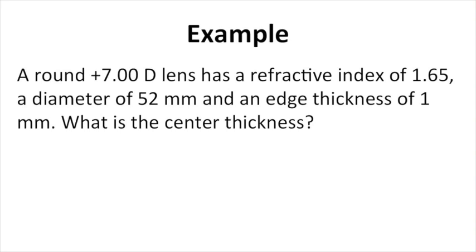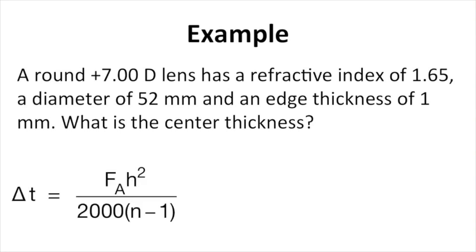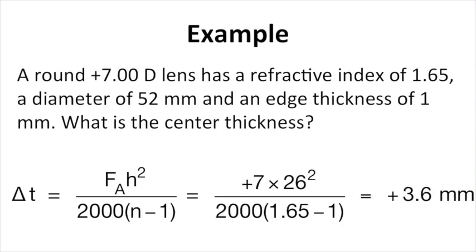Let's go through this example. So we're going to use our tried and trusted formula here, which we use exactly the same as the last example. The center thickness is what we're after, but first we've got to put some numbers into this equation. So the diameter is 52, so that means h is 26. So we'll put in the +7 times 26 squared divided by 2000 times (1.65 minus 1), and our calculators should come up with an answer of +3.6.